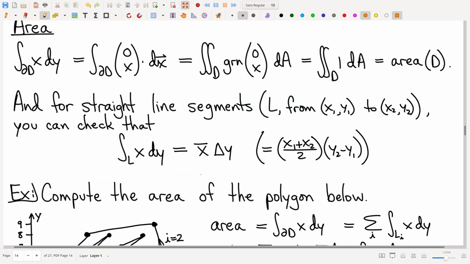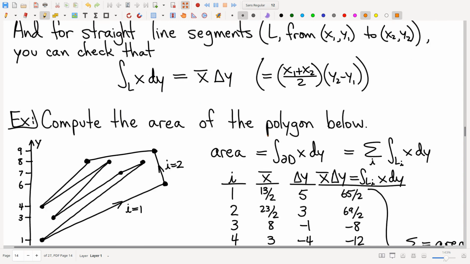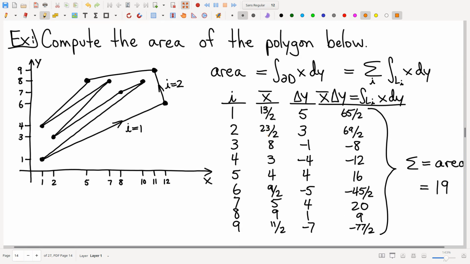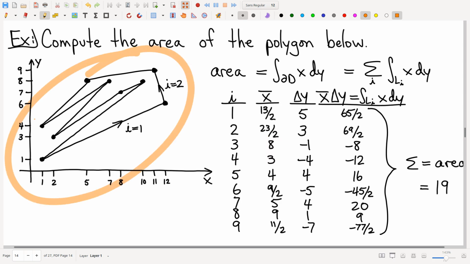Now, these two ideas together give us a strategy for computing the areas of preposterous geometric shapes. So now let's think back to high school geometry class, right? You have to know the formula for how to compute the area of a right triangle and the area of a rectangle and blah, blah, blah. What if you had to compute this area right here? I mean, it's really hard, right?